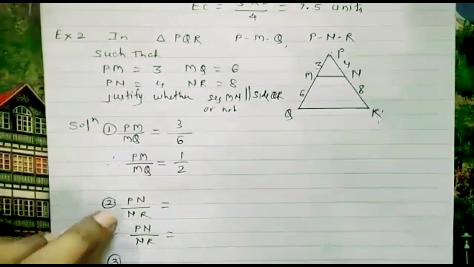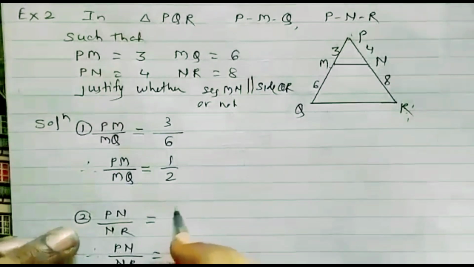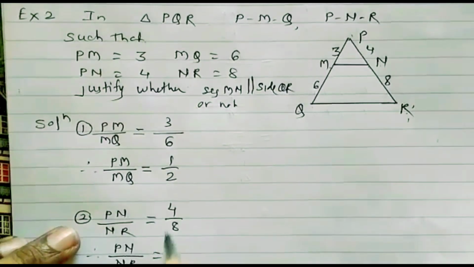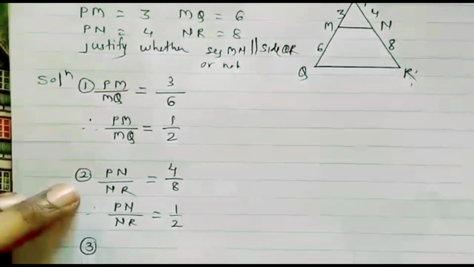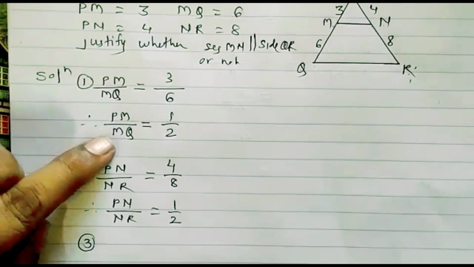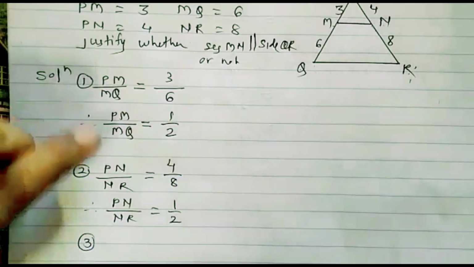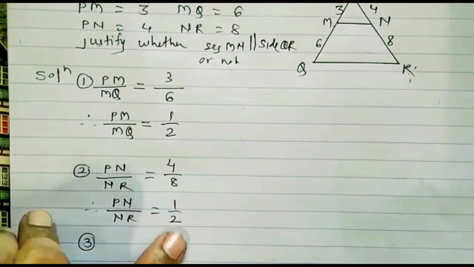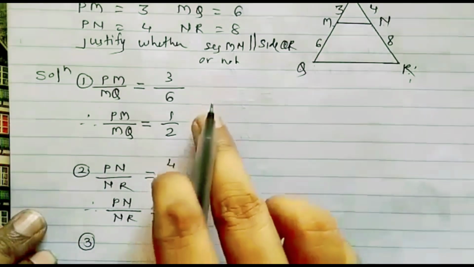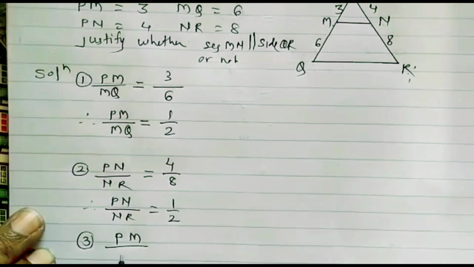Again, I will find the value of PN upon NR. PN is 4 upon 8. 4 ones are, 4 twos are. So from statement number 1, PM upon MQ value is 1 upon 2. From statement number 2, PN upon NR is 1 upon 2. It means from statement 1 and statement 2, PM upon MQ is equal to PN upon NR.